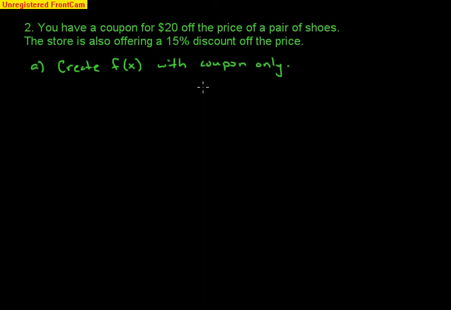So what this means is we have to take the price and work with the coupon. Well, the coupon says $20 off. That's the coupon. So we're going to take our function f of x, which represents the cost that you're going to get. And we're going to take the price of the shoes x, and we're going to take $20 off. And there's our function f.